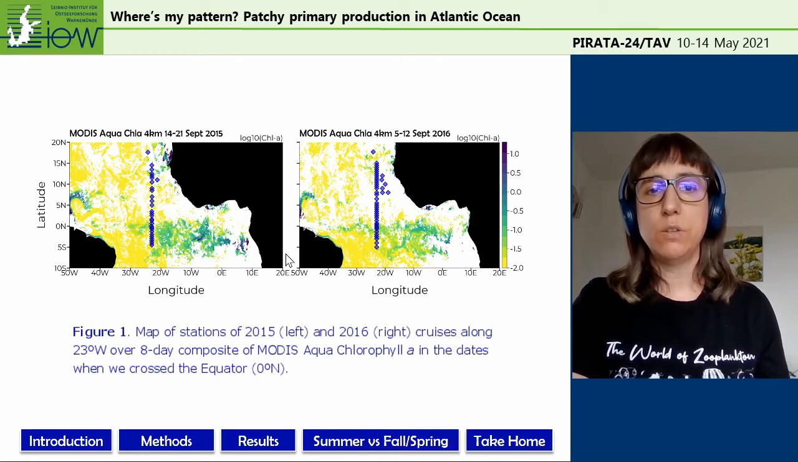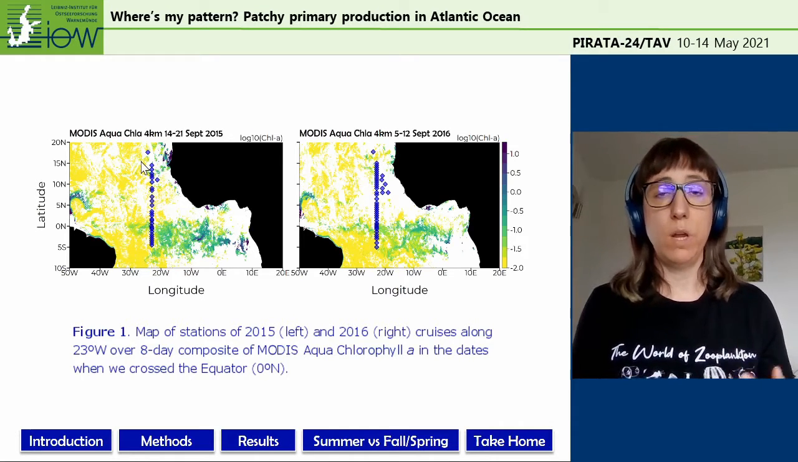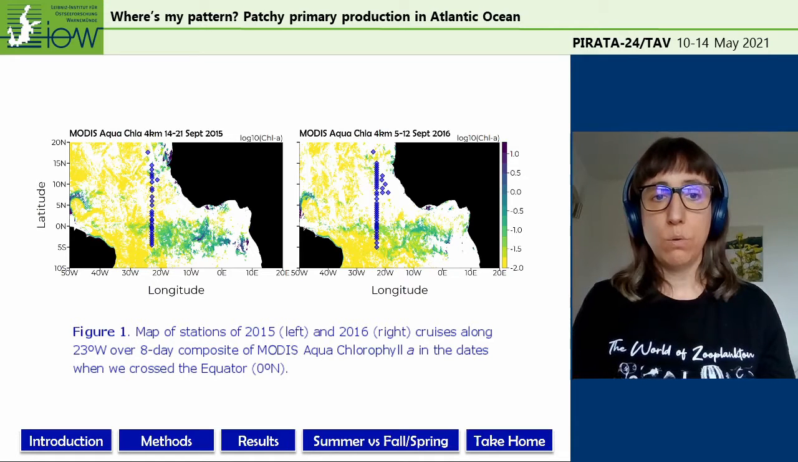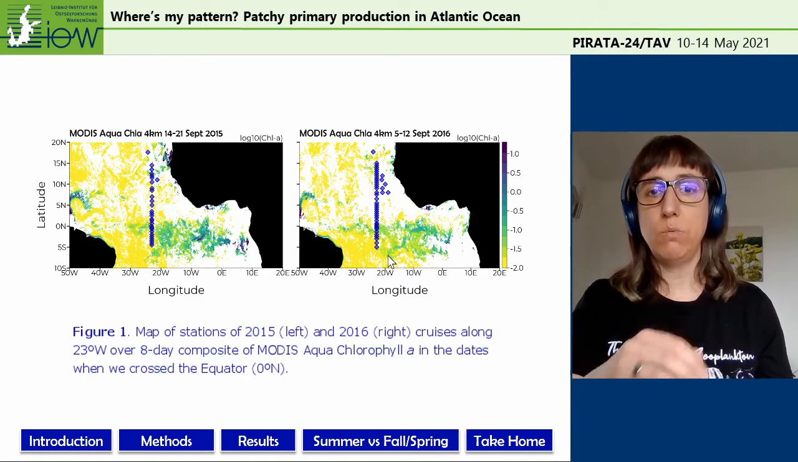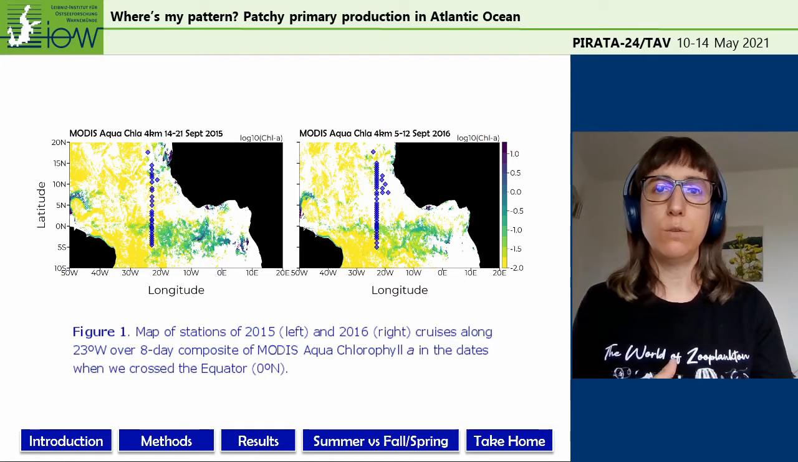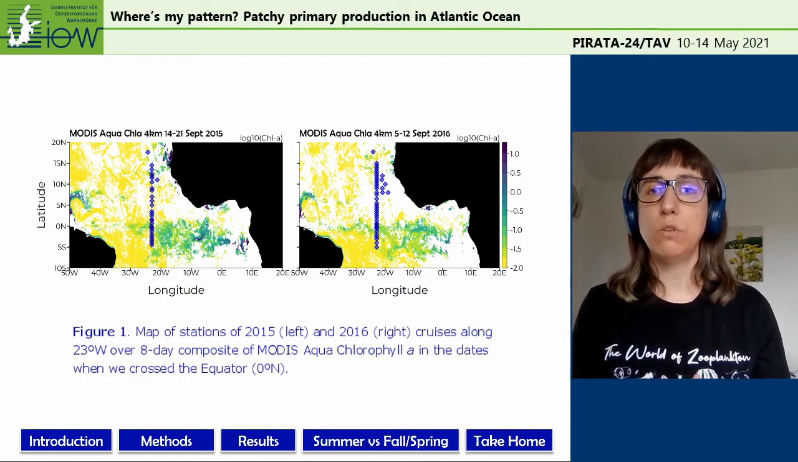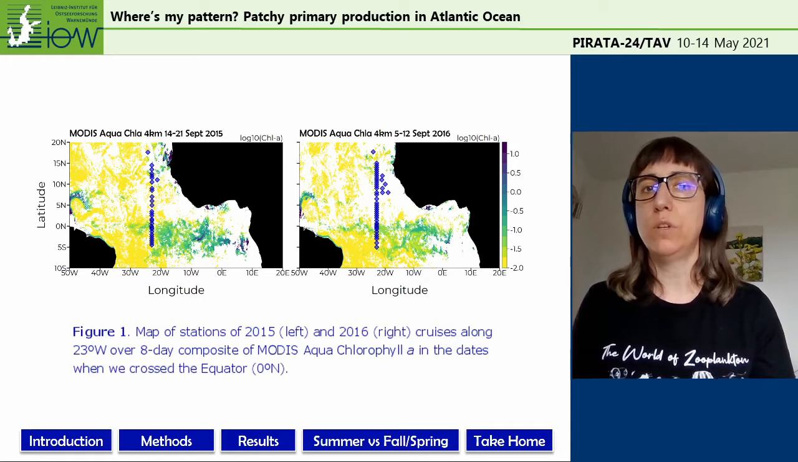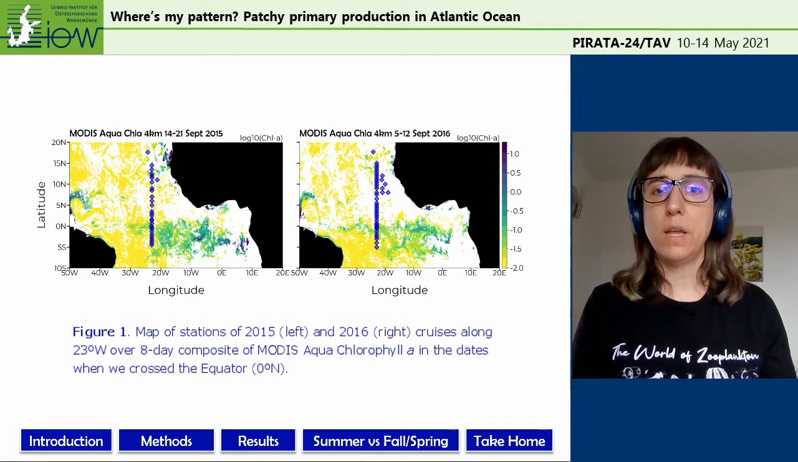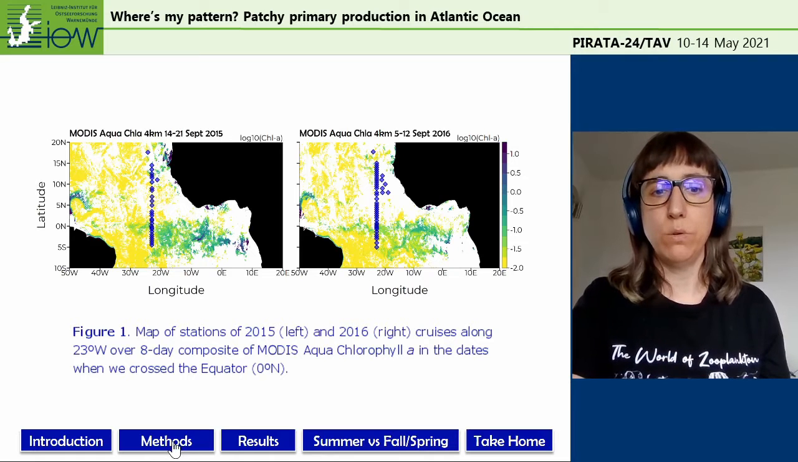We did all these stations and some of the line, but we're going to focus on 23 West, where there are very interesting features. The difference in the stations between cruises is because on the second cruise we decided to increase the horizontal resolution as much as possible, so we focused on the surface, as you will see later, and got as many sampling points at the surface as we could.